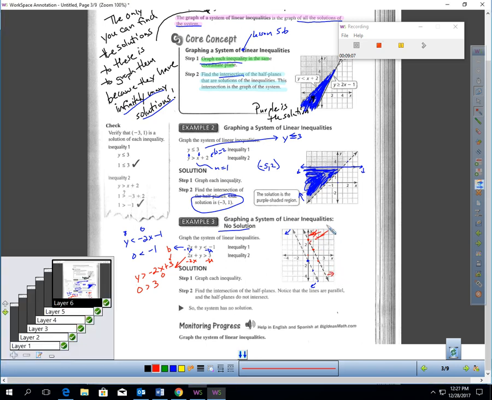Do you notice where I'm mentally shading? I'm just thinking this. I'm not actually doing it. I'm just thinking about my shading. Do you notice my shading is not overlapping? That means that this problem has no solution. There is no overlapping shading at all. There are no points in common for both of these.